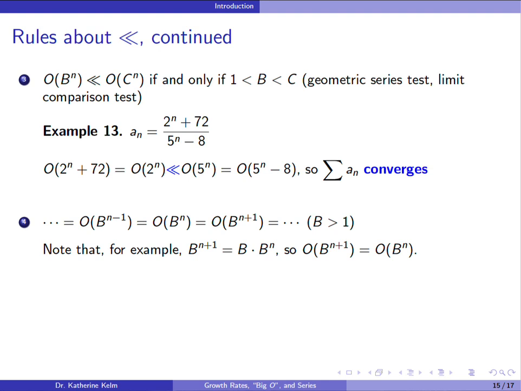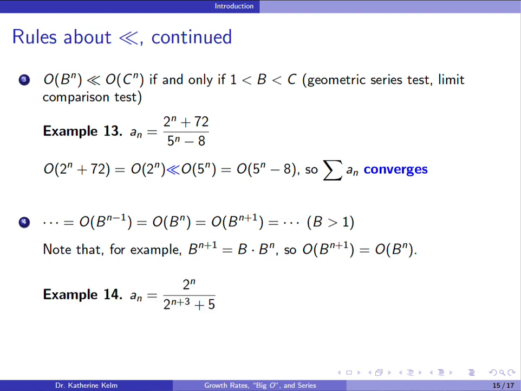A small note here that if you have the same base, but you increase the power, that will not affect big O. For example, if you have b to the n plus 1, that's the same thing as b times b to the n. So that's a constant times b to the n, and constants don't matter. So big O of b to the n plus 1 is big O of b to the n.